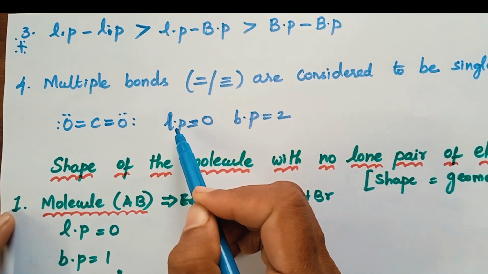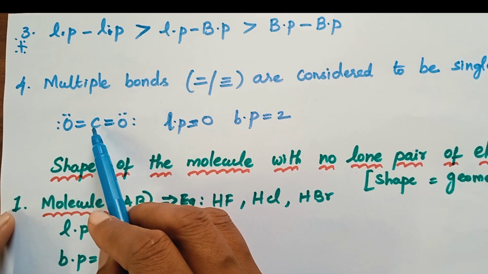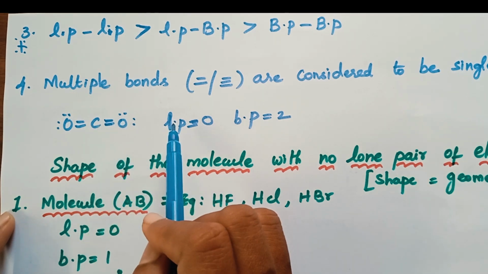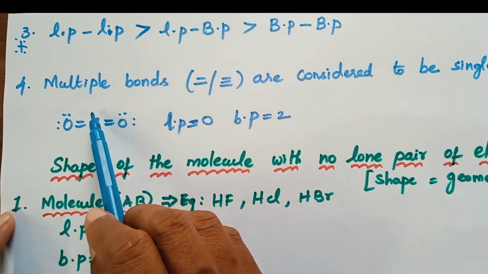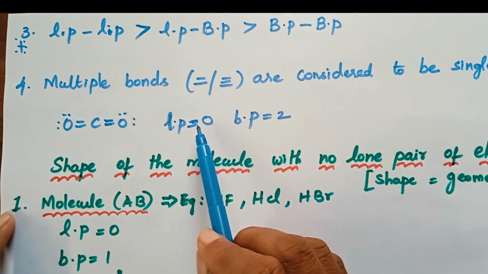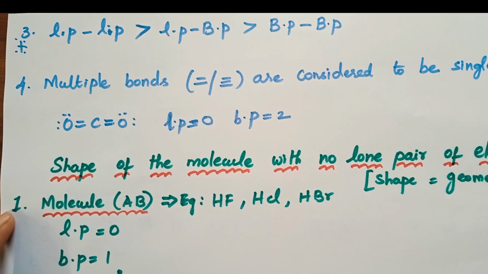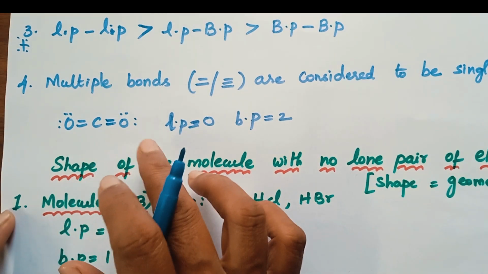And the lone pair, we should consider only for the central atom and not for the side atoms. Okay, so the lone pair is considered only for the central atom. If you have a lone pair on the central atom, only that you have to consider in the case of VSEPR theory. These are the 4 important postulates of VSEPR theory.